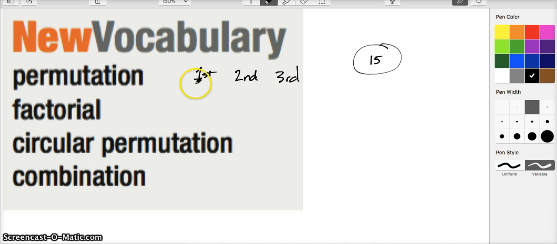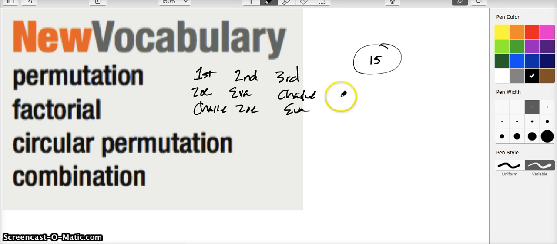It would matter because having, let's say, Zoe be first and Eva be second and Charlie be third is very different from having Charlie and then Zoe, then Eva, right? These are all very different scenarios. So for a permutation, the importance is that order matters. Order refers to a different event, in a sense, all right?